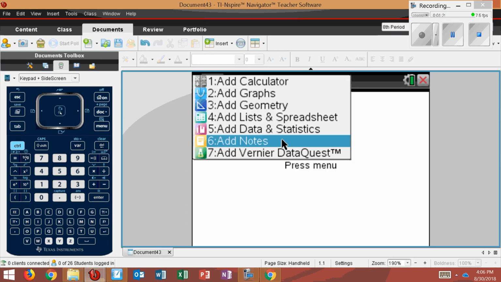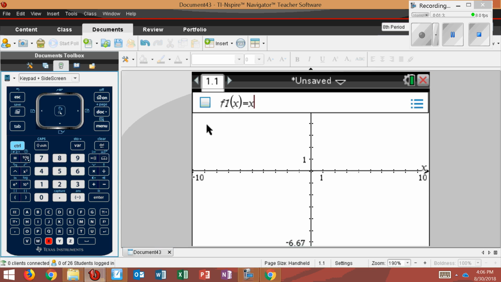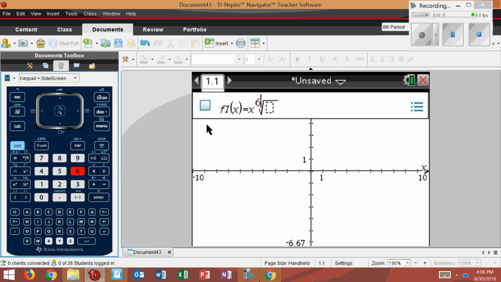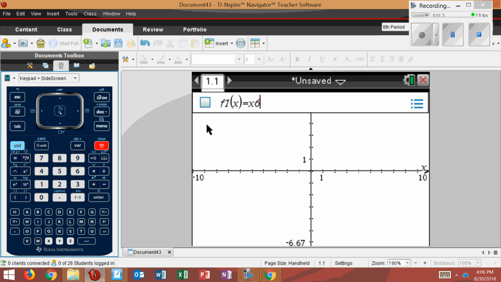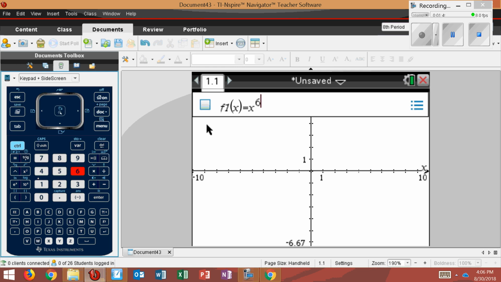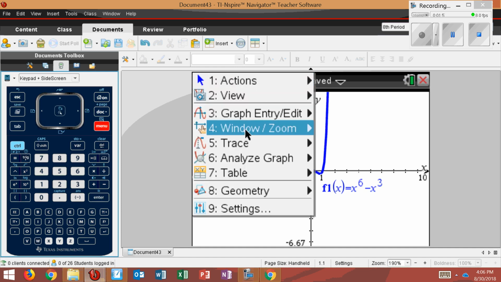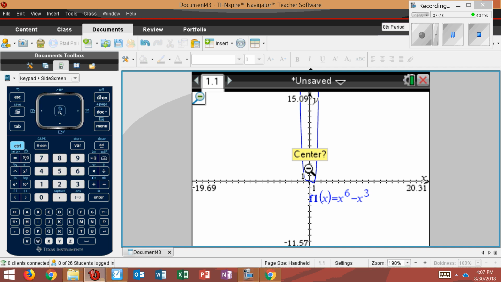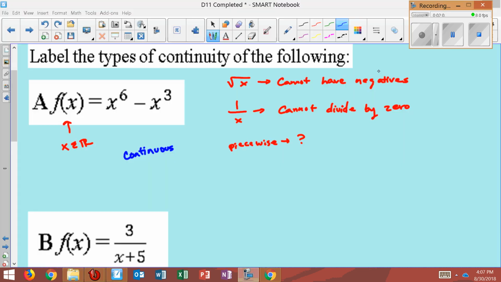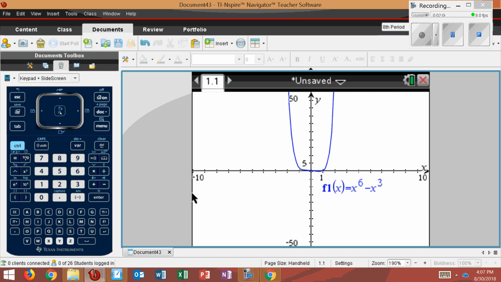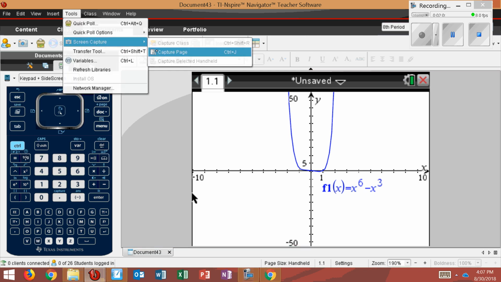x to the 6th minus x cubed. I'm sorry. Let me try this one more time. x to the 6th minus x cubed. Here's your graph. You could zoom out, and you would still see that, in fact, it is continuous. So that one's continuous. And I can take this picture if I want and add it later.